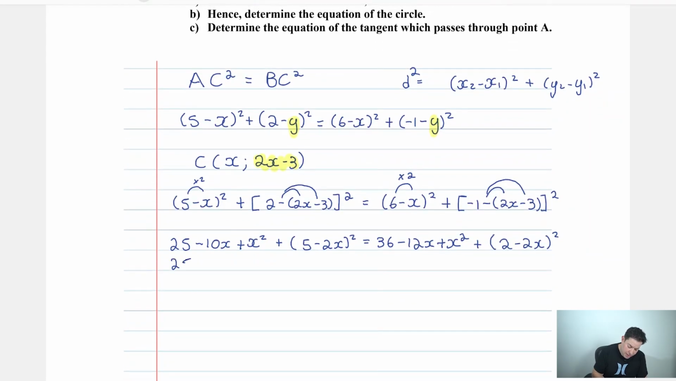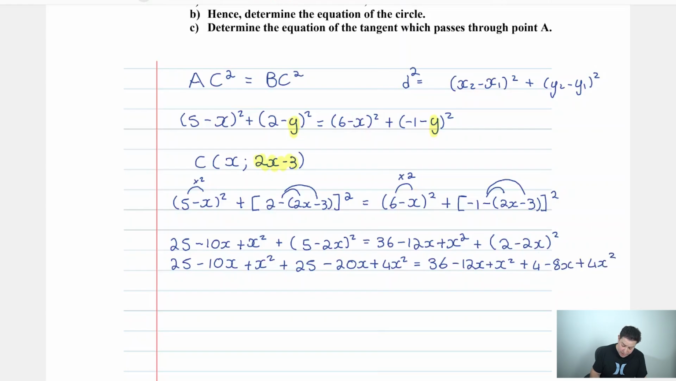So this is going to become 25 minus 10x plus x squared plus 25 again, we square the 5, minus 20x, don't forget to multiply by 2, plus 4x squared equals 36 minus 12x plus x squared plus 4. 2 times minus 2 is minus 4 times 2 is minus 8x plus 4x squared.